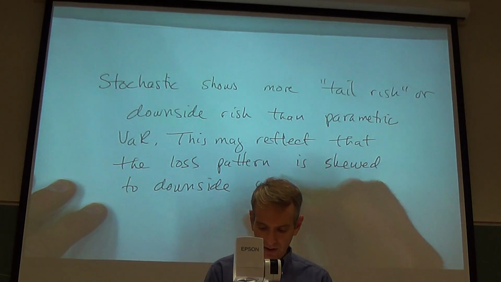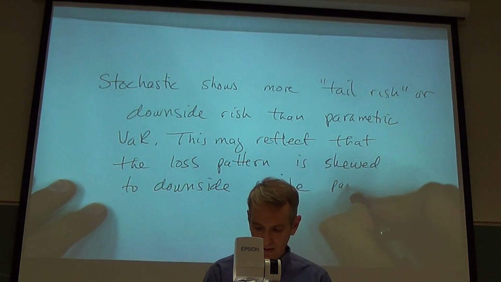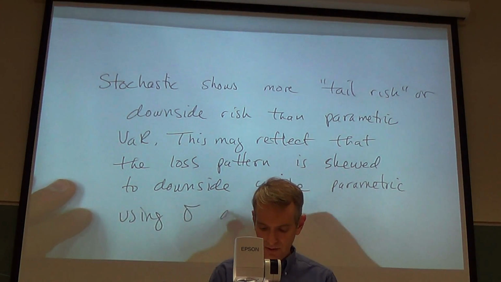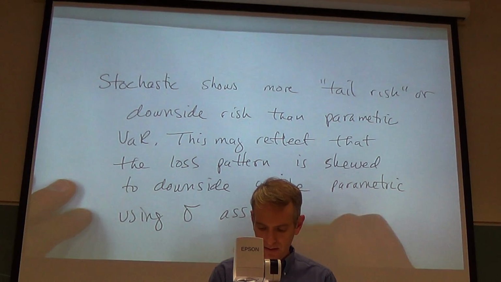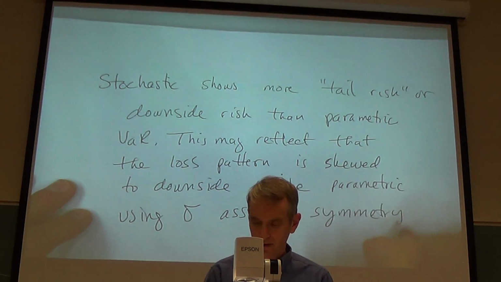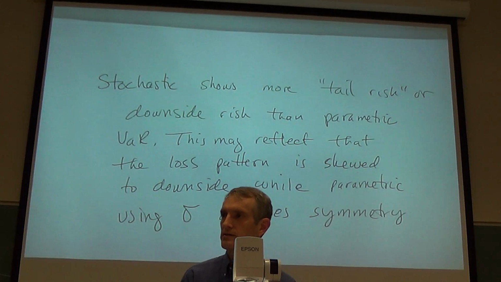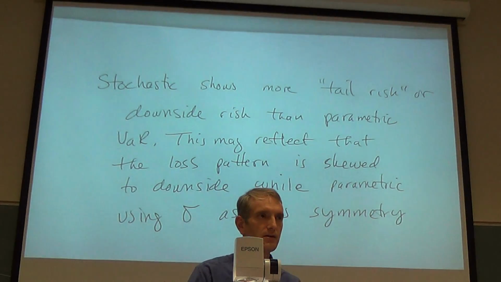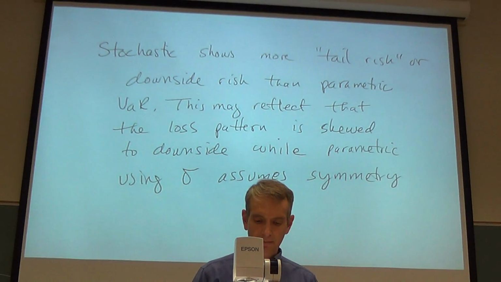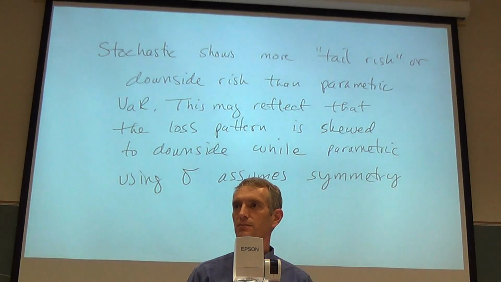while parametric VaR assumes what? Parametric VaR, using standard deviation, assumes symmetry. You can't be skewed to the downside if you have symmetry. Because symmetry, by definition, you don't have any skewing at all. It's just perfectly reflected on both sides. Why in the world would a stochastic model be a more accurate picture?